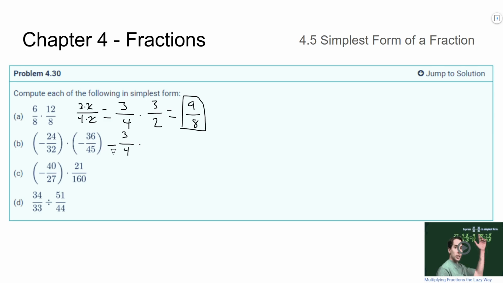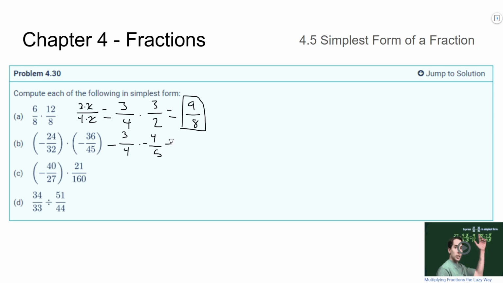Okay. How about 36 over 45? Well, I know 6 is a multiple of 36, or 36 is a multiple of 6, but not of 45. Let's see, what else? 45 is a multiple of 5, but not 36. So what else? How about 9? Yeah, they both add up to 9. So 9 times 4. This is going to be negative also. 9 times 4 and 9 times 5.